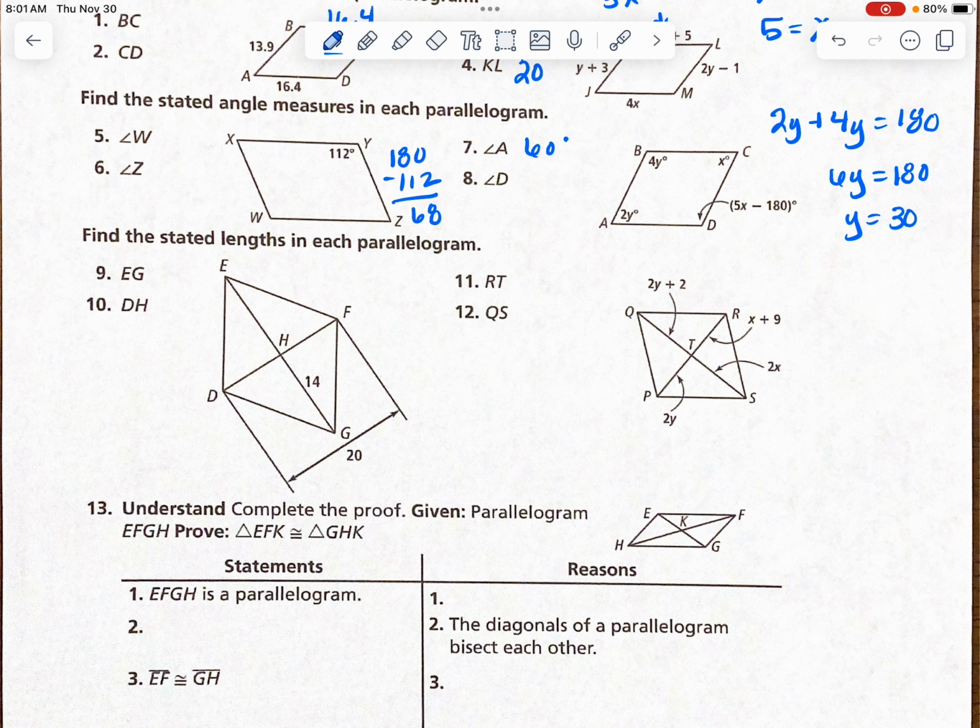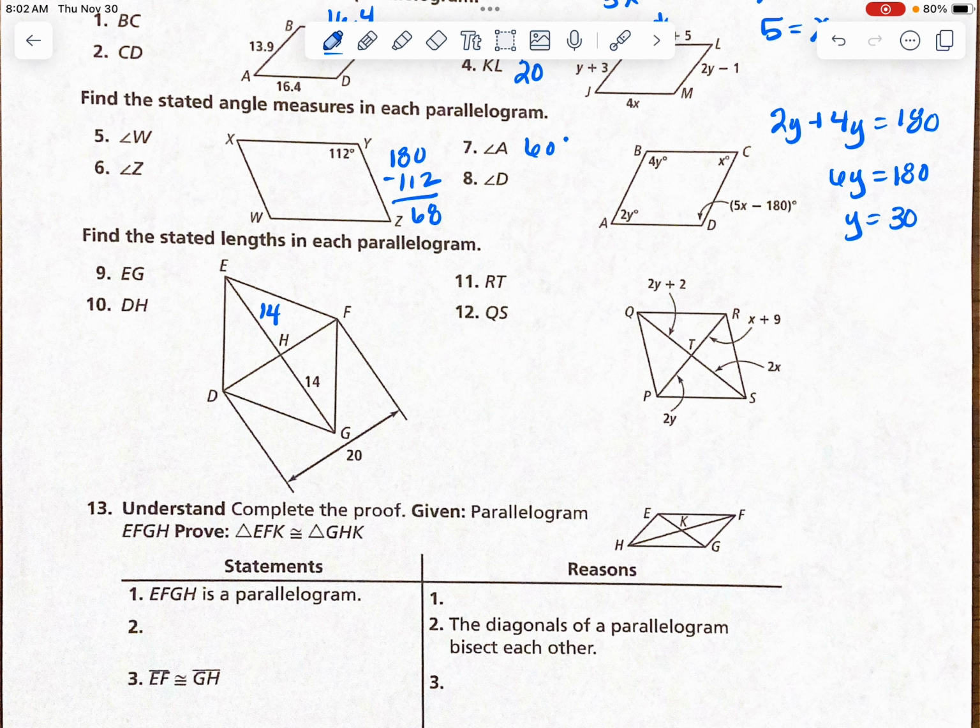The picture for 9 and 10 is kind of weird. They're just showing you that full length from F to D is 20. That was the point of that extra little thing they put there on the outside. So if they're bisected, like we know from H to G is 14, so E to H would also be 14. So if I wanted to find the entire length, of course I would have to add and get 28.